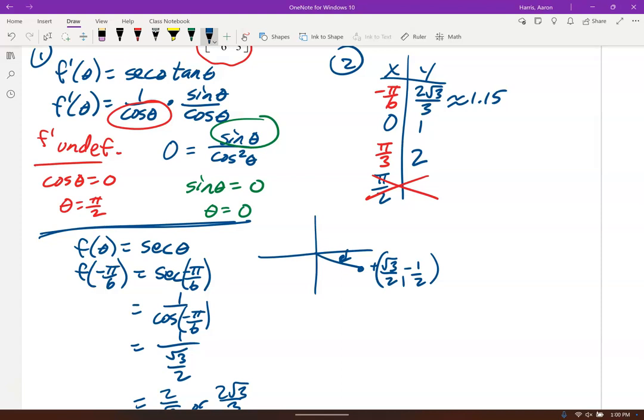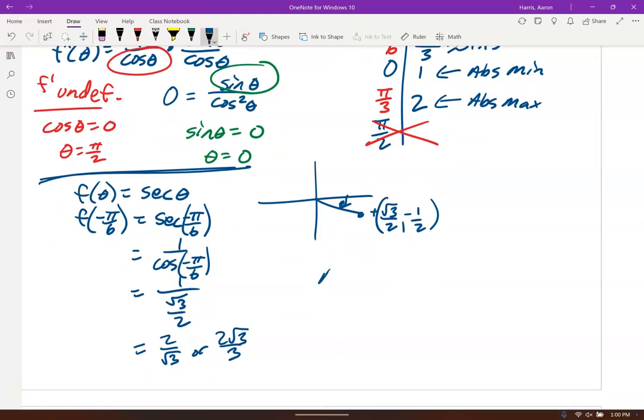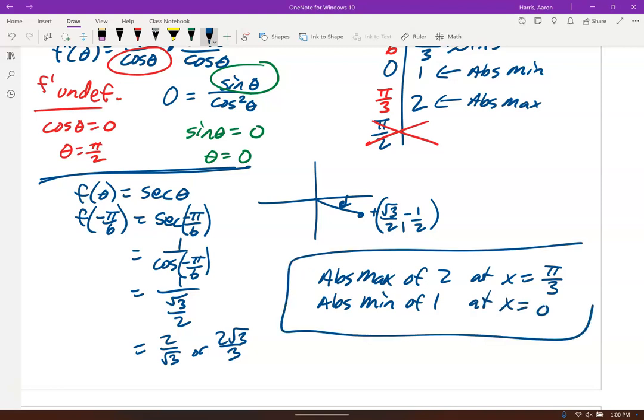I say, well, what's my highest point here? It looks like 2. There's my absolute max. And what's my lowest point? There's my absolute min. So let's write it: absolute max of 2 at, where does it occur? Pi thirds. Absolute min of 1 at x being 0.